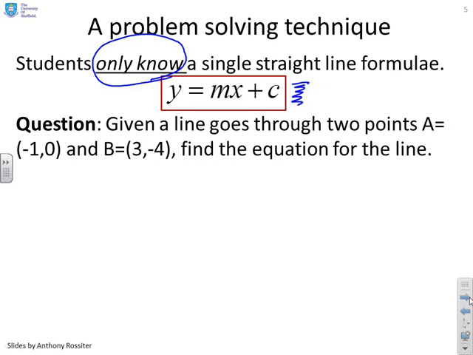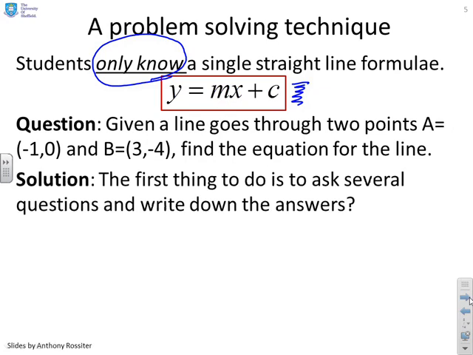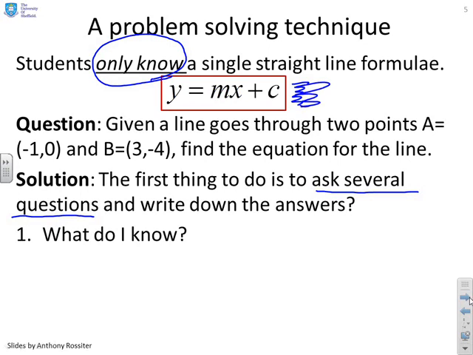So we're given a line goes through 2 points, A and B, and we want to find the equation for the line. The first thing to do is ask yourself several questions and write down the answers. That's key. Ask several questions. If you ask the right questions, it will be obvious how to solve this problem. Here's the first question. What do I know? Always start with that. What do I know? And in this case, what you know is this equation here, y equals mx plus c.